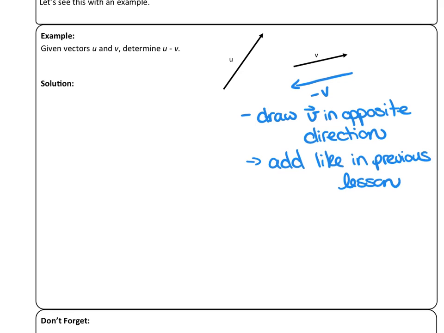So if we were to draw this out, we're still going to draw u exactly like it is, but instead of drawing v to it, we're actually going to go in the opposite direction. So that's v and that's u, but this is minus v. And now this time our resultant vector is here, which is u minus v. Okay, and then we would just do exactly the same steps as we did before. That's really how you do it.